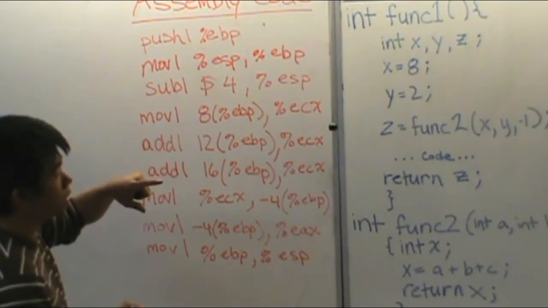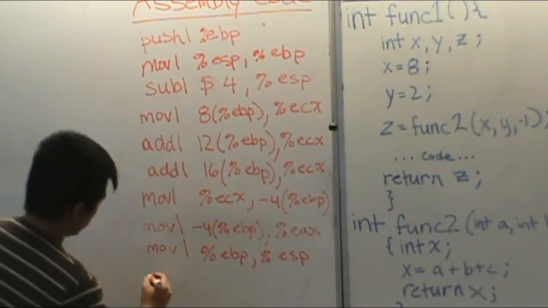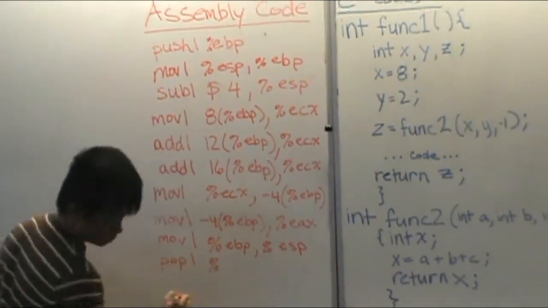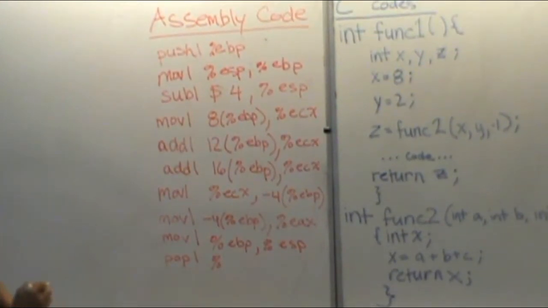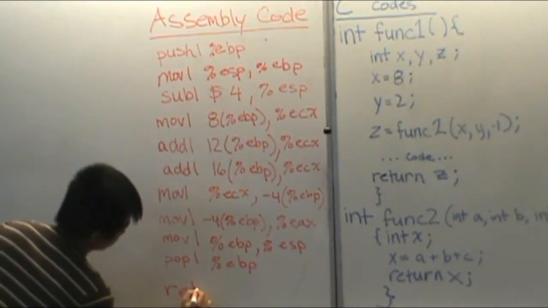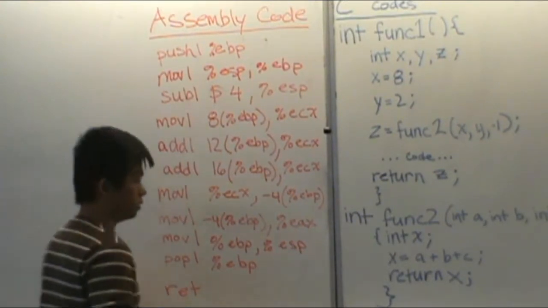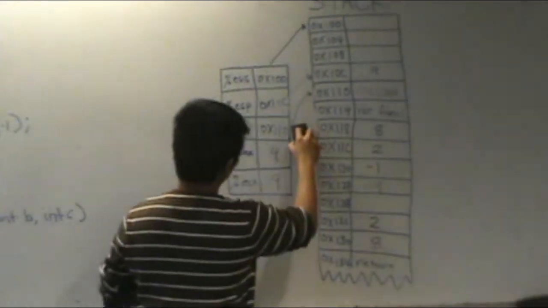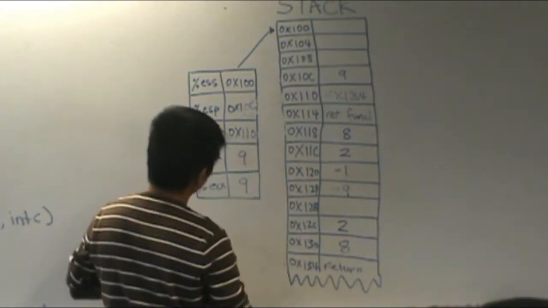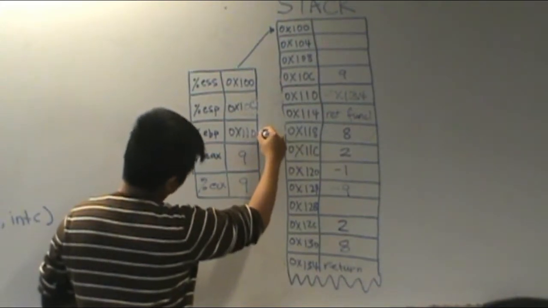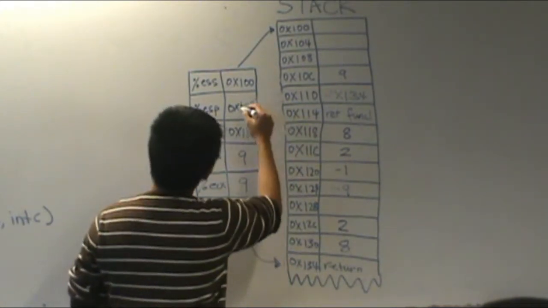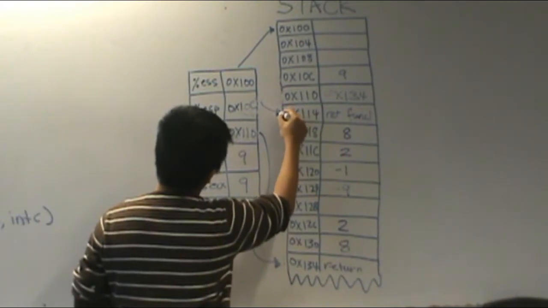So this, well, move EBP back down to 134, and then ESP will return back to 114.